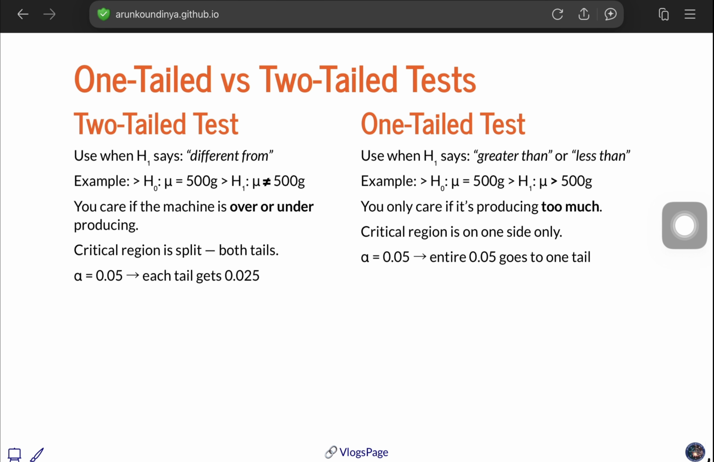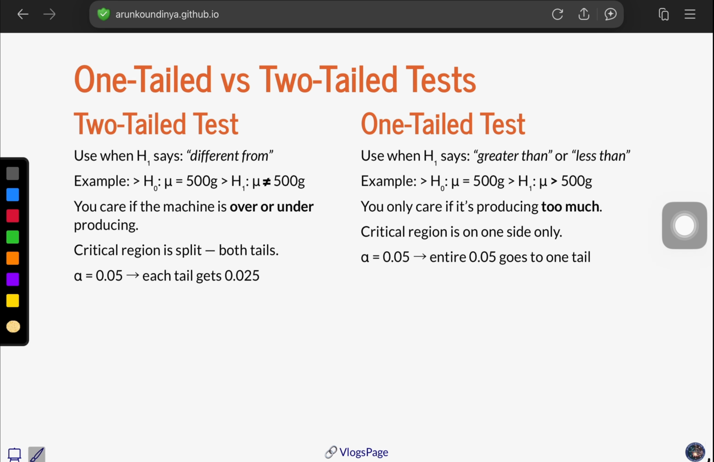The difference between a one-tail test and a two-tail test is very simple. Here the H0 is 500 grams, and the alternative hypothesis is that it's over or under. It means we are taking a decision. However, we don't need to worry if the machine is producing less than 500, but only if it is producing more than 500 grams, which means we need to change or correct that machine.